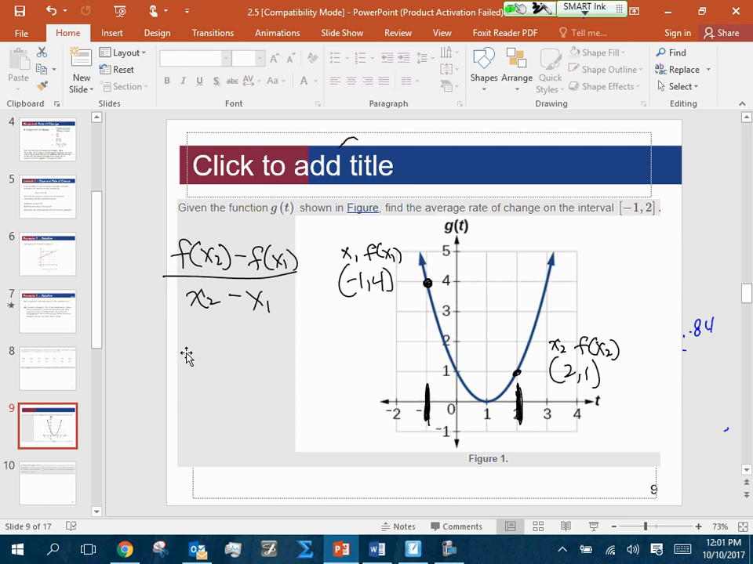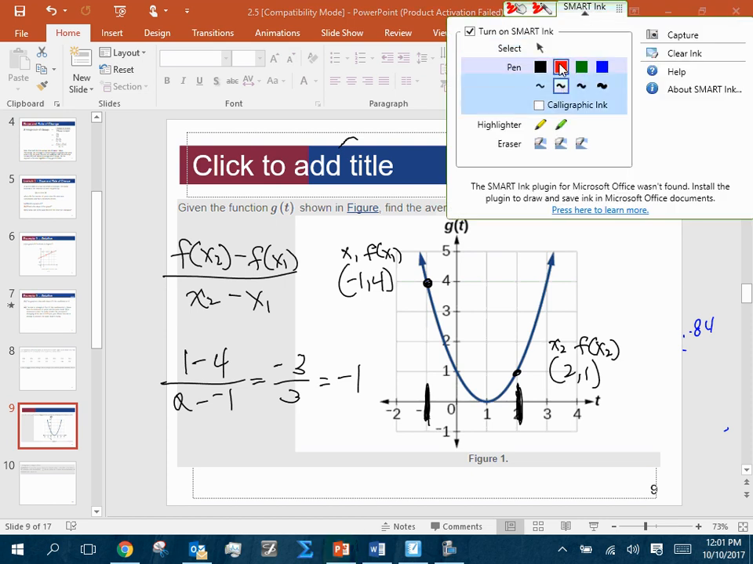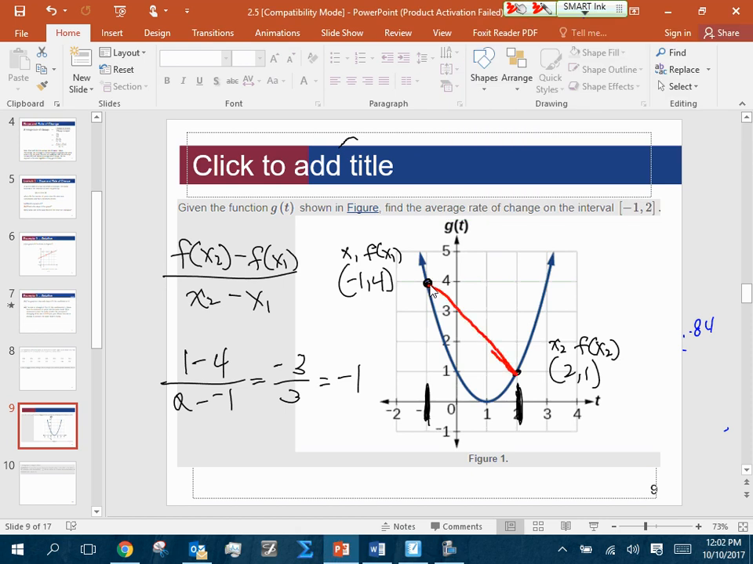So f of x2 equals 1 minus f of x1, which is 4. On the bottom, x2 is 2 and x1 is -1. We end up with -3 over 3, and our average rate of change is -1. What I want you to understand is, isn't that the same thing as slope? Really what we're doing is finding the slope of that line, and we say the slope of that line is the average rate of change of the y values on that curve between those 2 points.